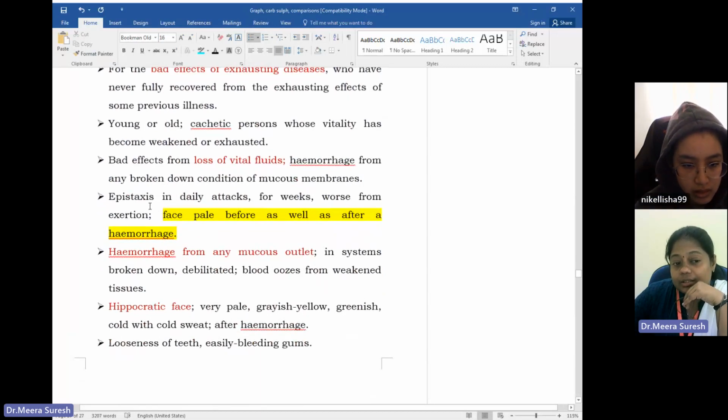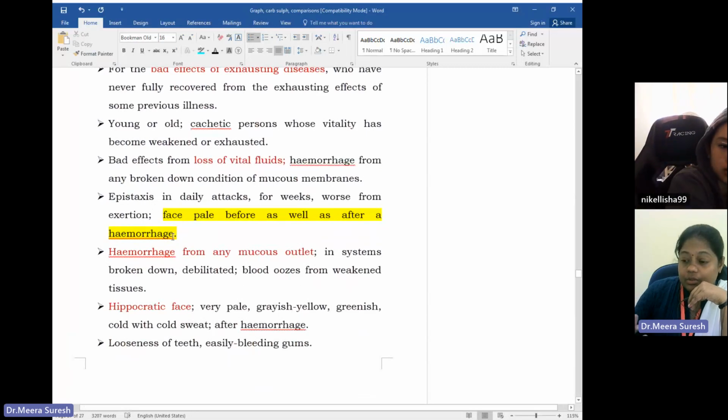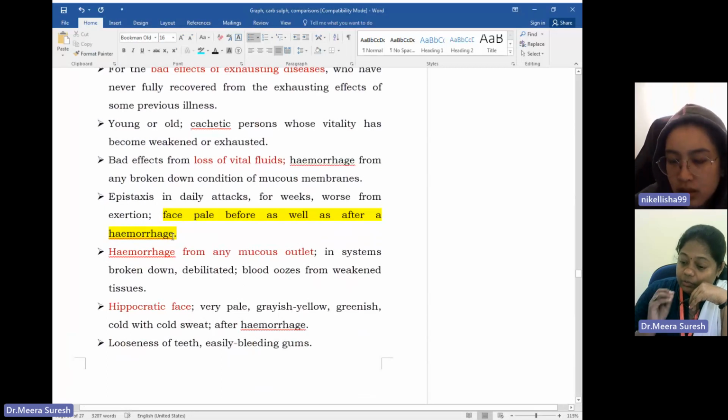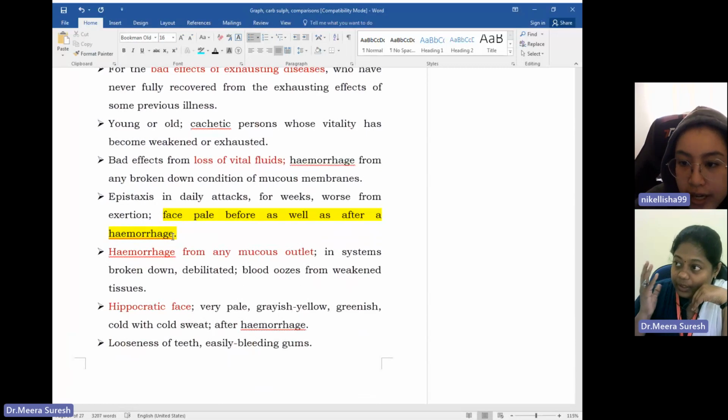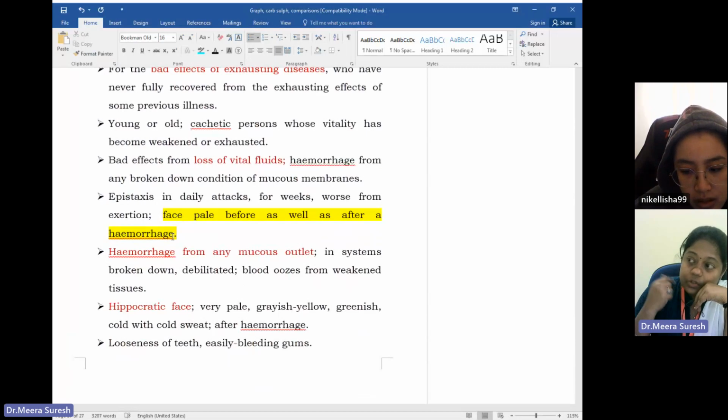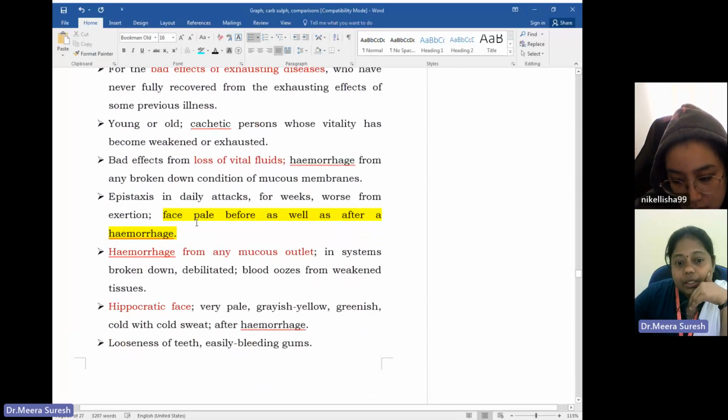In case of epistaxis, they do say daily attack for weeks, worse from exertion. But more than that, this feature is important. The face is pale before as well as after hemorrhage, because when the epistaxis is happening, there is a blood congestion. So we expect the face to be reddish before the epistaxis. And once the blood has gone, we expect that area to become pale. That is what we physiologically expect. Initially, when the blood is coming, there should be a congestion. So the skin should be reddish before epistaxis, and after that, because the congestion has got relief, it should be pale. But for these people, it is pale before as well as after hemorrhage.